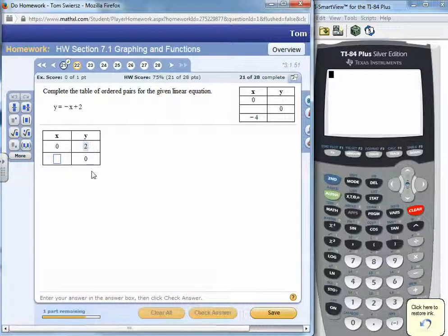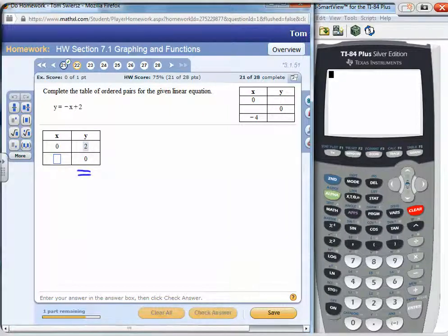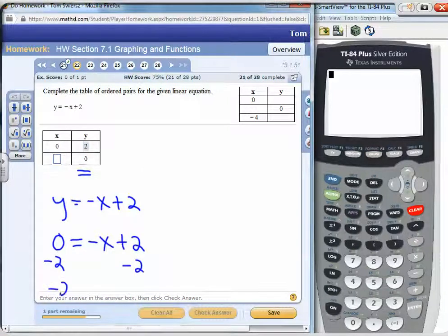Okay, now what do we do here? We have the y value is 0. So again, y equals negative x plus 2. The y value is 0, so 0 equals negative x plus 2. Solve for x, so we subtract 2 from both sides. 0 minus 2 is a negative 2. These cancel, equals a negative x. Now be careful, we want x. So to get from a negative x to x, you divide by negative 1.